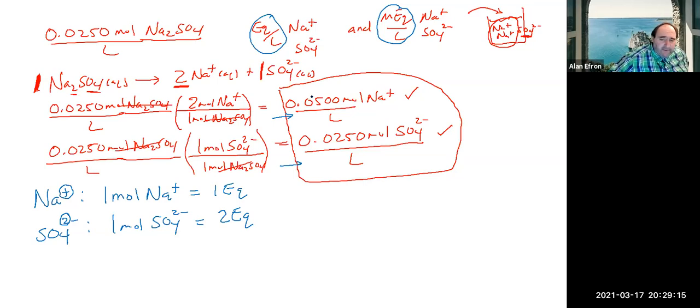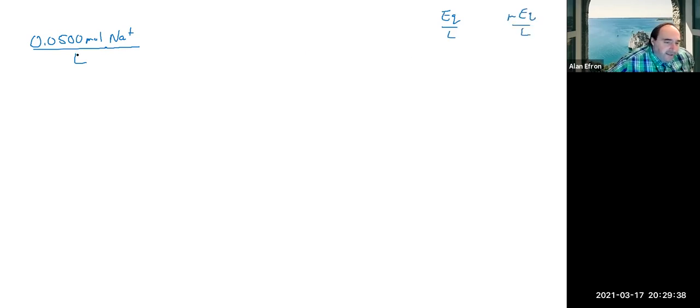So let me take the first one. We'll start with sodium. So basically in that solution, or if you're just given the fact that you have 0.05 moles per liter of sodium ions, we want to get to equivalents per liter and also milliequivalents per liter. So what does that mean? Well, the bottom part on both of these is liters, which means we don't have to do anything to the bottom part. The top part is what we need to change.